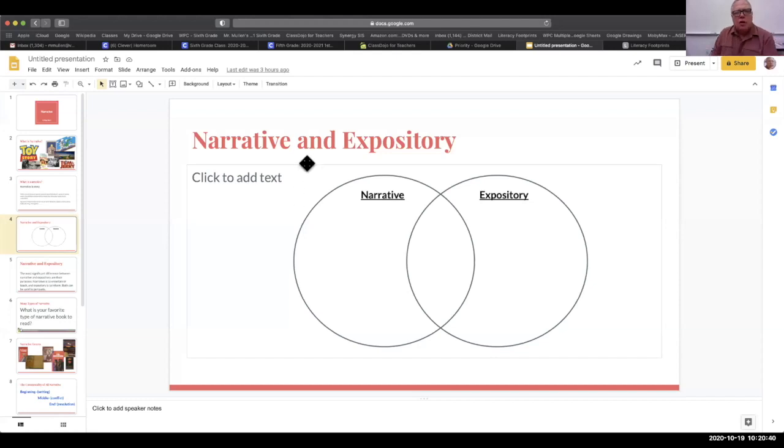I'm sorry about this. Mr. Mullen is clumsy sometimes. Okay, if we're going to talk about the two kinds, the major two kinds of reading that we look at in 6th and 5th grade, we're going to talk about narrative and expository. What are some words that you would use to describe expository?